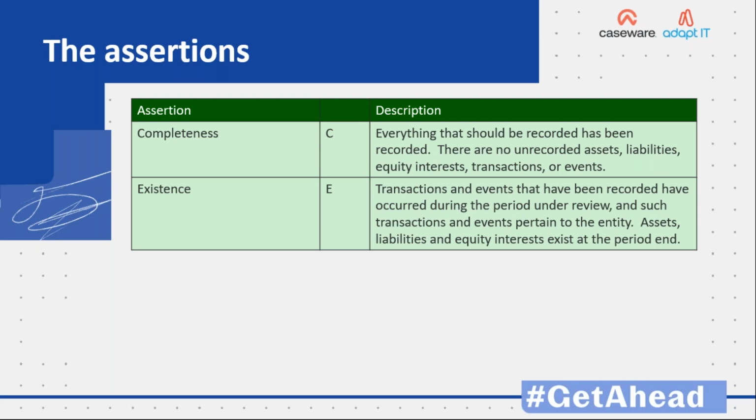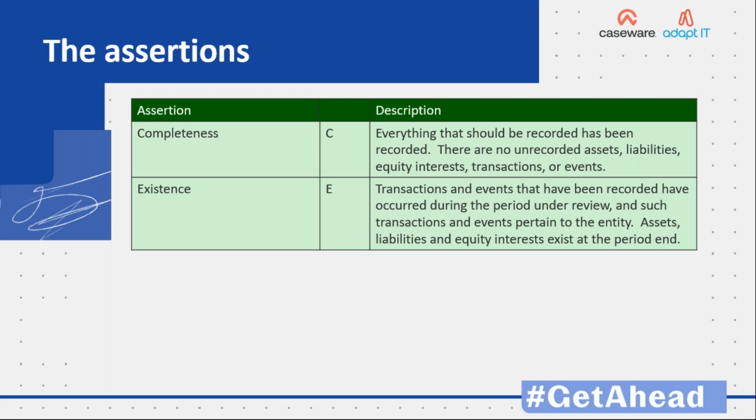So the assertions are usually used to consider the different types of misstatements which could occur. So these are the assertions, again, as used in Audit International. Please, I reiterate, interpret these as the full assertions as per ISA. Let's start with the C, which is the completeness assertion.